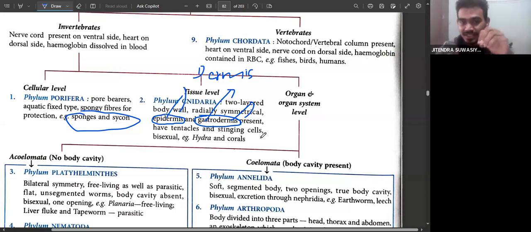And then these are bisexual. What is bisexual? We can say bisexual means the organisms which have male and female present in the same body. Their fertilization happens in the same body. So generally, bisexual animals have male and female present in the same body.